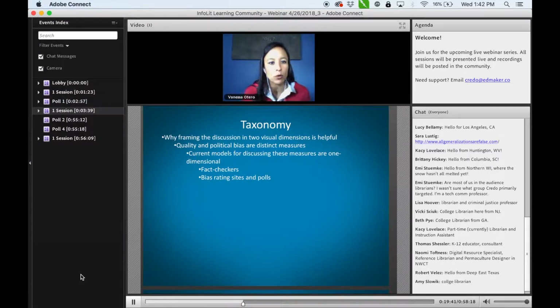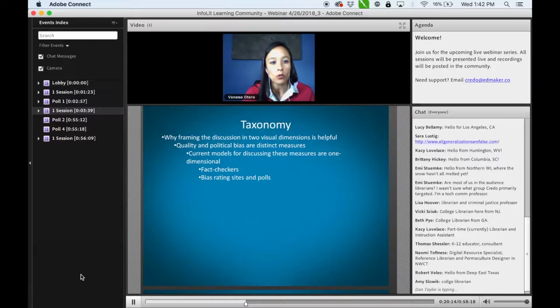Bias rating sites and polls. There are a couple of other sites out there that do this. There's one called MediaBiasFactCheck.com that rates the sites on a left-right scale. There's one called AllSides.com where you can actually rate your own political bias, and then rate the bias of other news sources. There are several sources that will try to pull up left, right, and center versions of various different articles. Again, this is also very helpful.